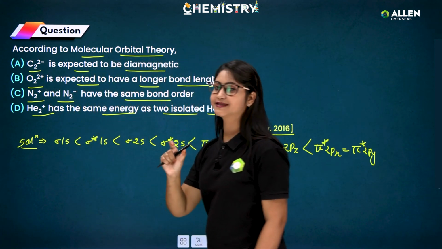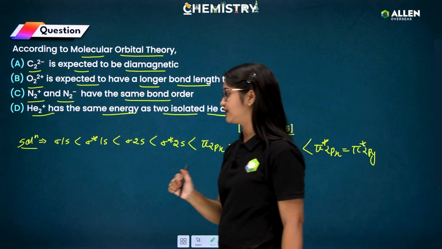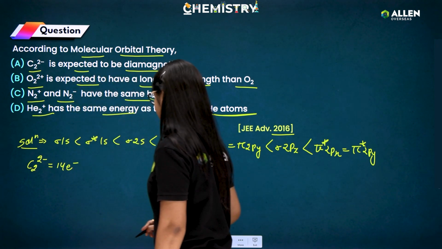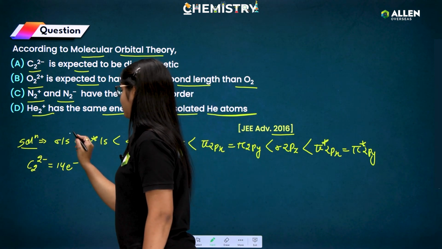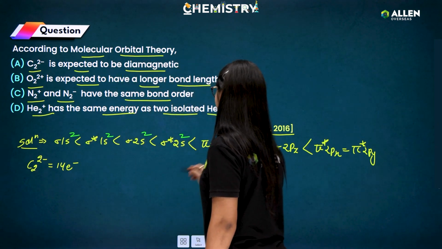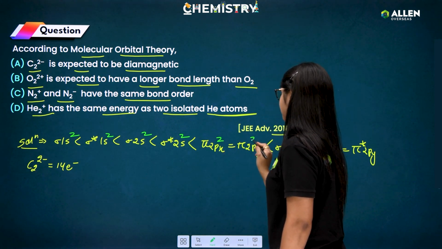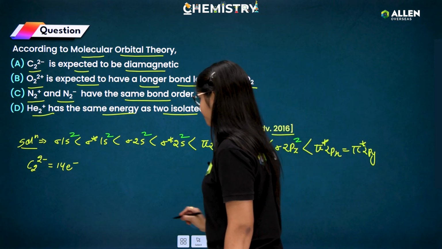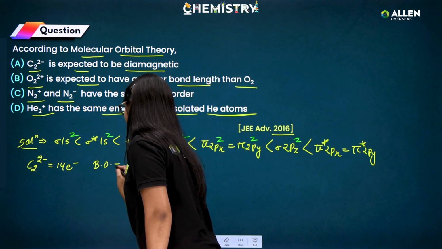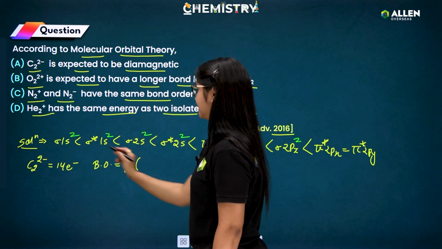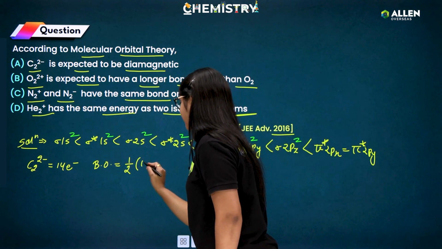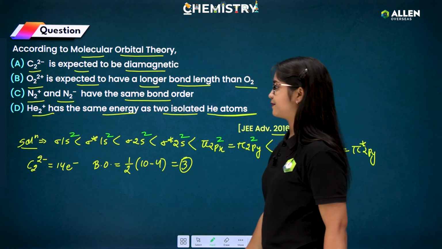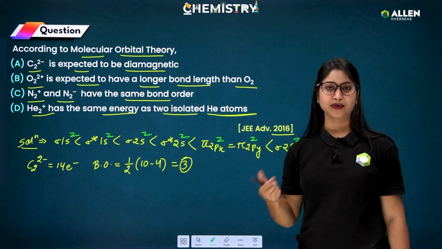C2 has 12 electrons, 2 minus means plus 2, so 14 electrons. So for C2 2 minus, we have to fill 14 electrons. So let's fill them: 2, 2, 2 and 2 here and 8, then 2 and 2. So this is similar to the N2 molecule. The bond order will be 1 by 2, and the bonding electrons, if we count, are 10, just like nitrogen, minus anti-bonding are 4. So the bond order is 3.